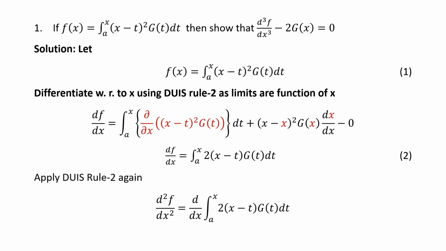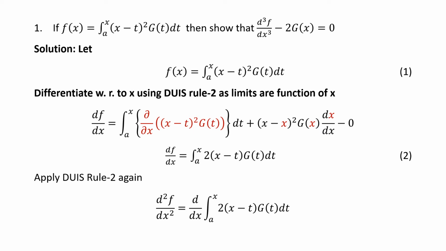So let's start with the first example. The question is: if f of x is equal to the integral from a to x of (x minus t) whole square into g of t dt, then show that d cube f by dx cube minus twice of g of x is equal to 0. Okay, so you have been given this integration.